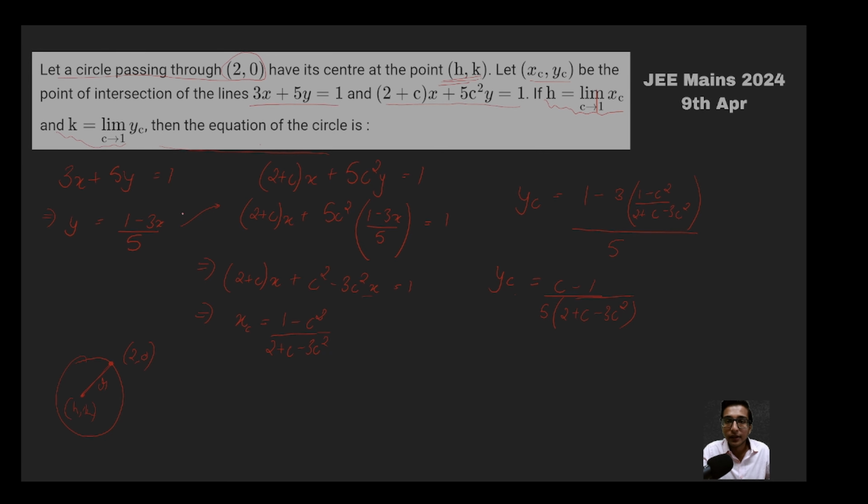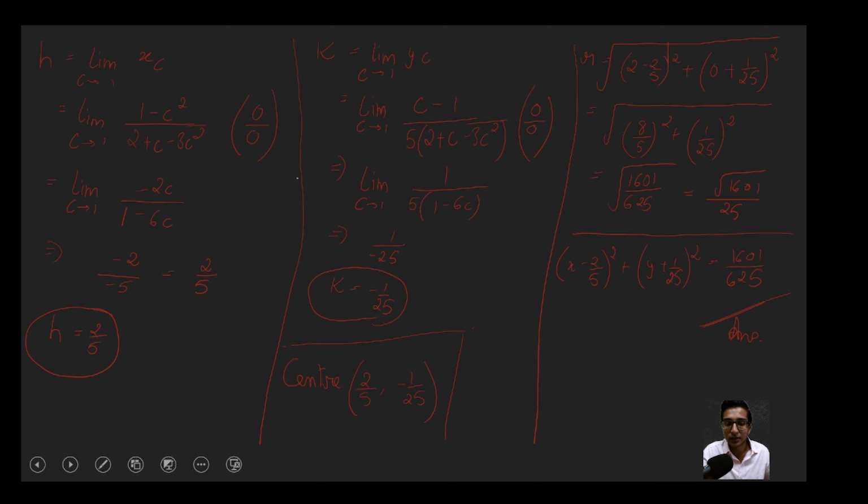And we did that very easily by just substituting the value of y from one of the straight line equations into the other, and from there we found out our xc and yc in terms of c, and then by using the limits we got our h and k, and then the entire question was very simple. Now let us look at another question.